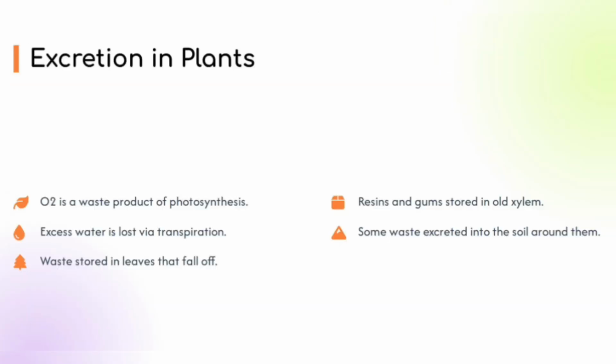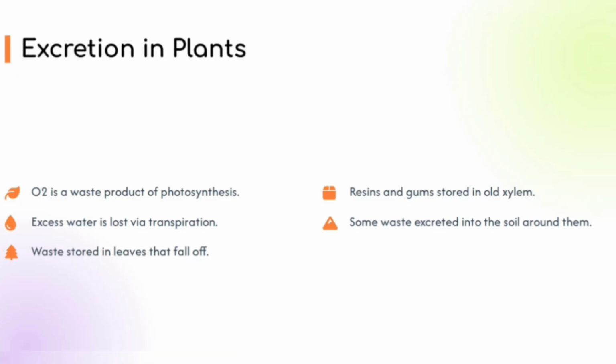Now, lastly, excretion in plants. Plants also remove waste materials, but their method is different from humans. First, oxygen produced during photosynthesis is released as a waste product. Plants also remove extra water through transpiration from the leaves. Some wastes are stored in leaves, bark, and old xylem tissues. These wastes are removed when leaves fall off.